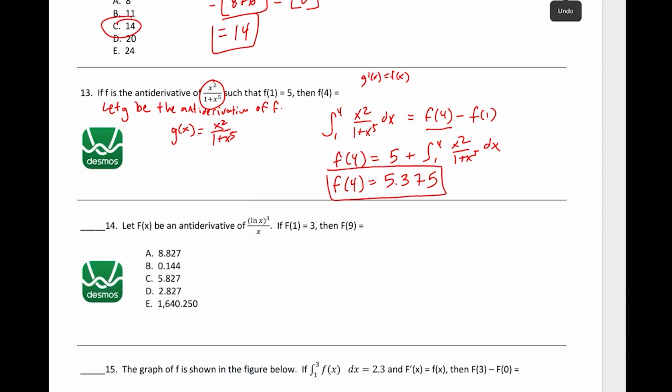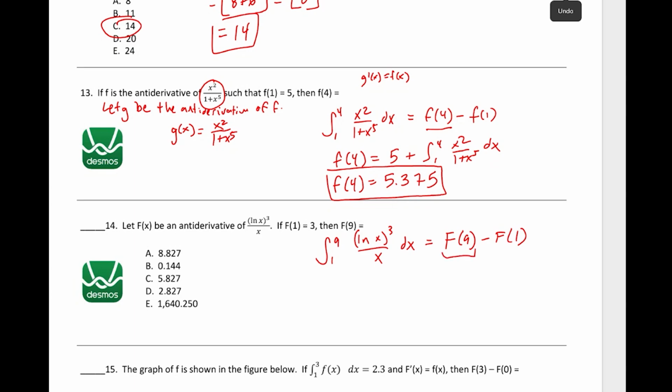Number 14 is going to be solved very similarly. So we're going to set this up with a fundamental theorem equation again. So the integral from 1 to 9 of the natural log of x cubed over x dx is equal to f of 9 minus f of 1. So here we're trying to solve for f of 9.